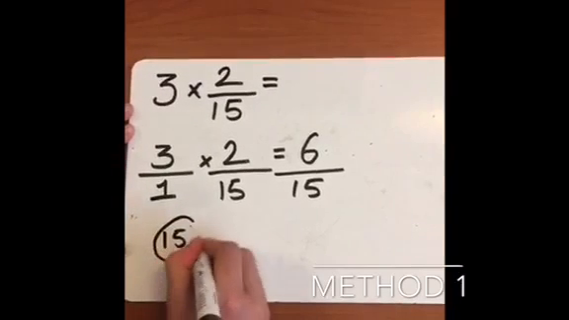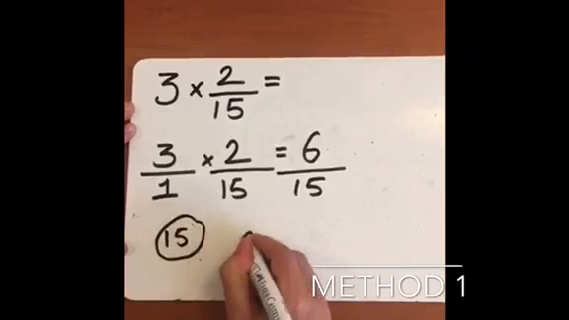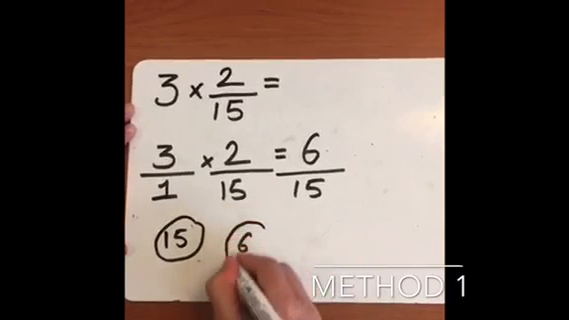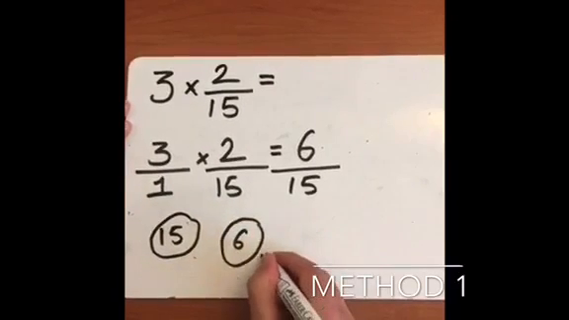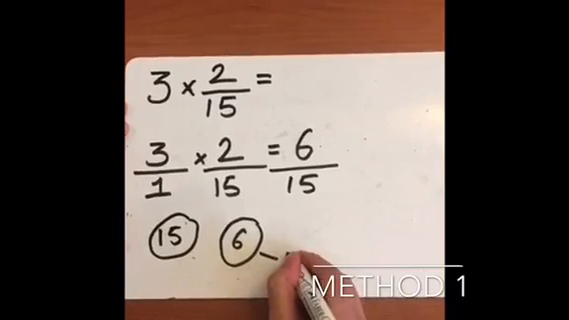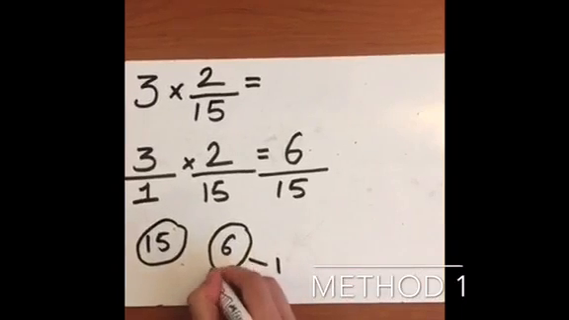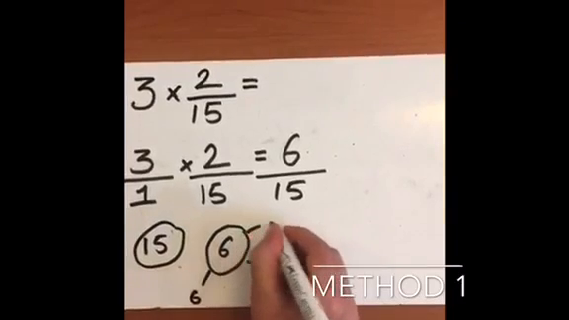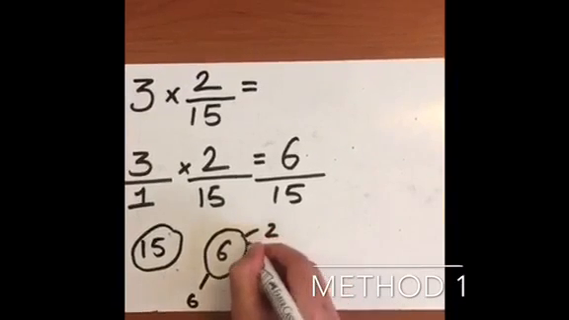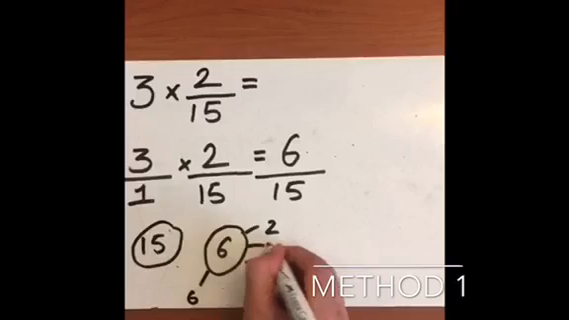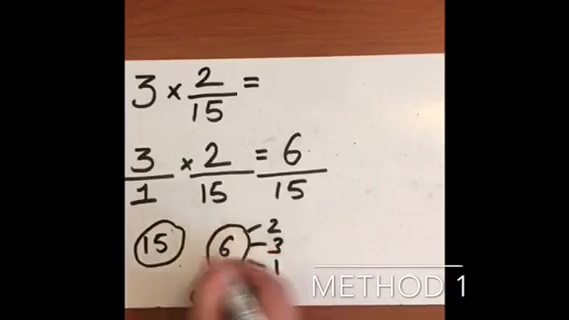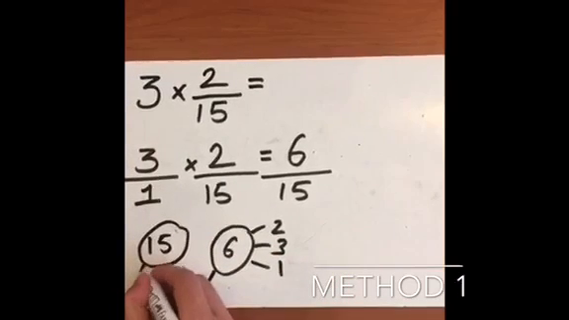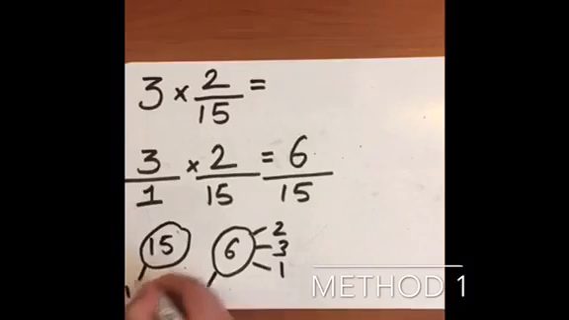So we're going to show you method 1 first, where we take both our numerator and our denominator and we write down the factors of each. Now we're looking for a common factor. So first, Miss Sheldon's just doing the factors of 6. And now she's going to do the factors of 15.